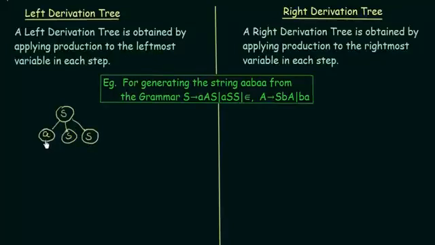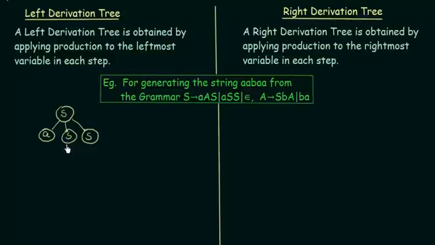Now this is a terminal symbol, so I can leave it as it is, and I have two variables over here, S and S. Now this is a left derivation tree, and I have two variables from which I can choose. Since this is a left derivation tree, I should always choose the leftmost variable. So which is the leftmost variable? It is this one. This is to the left of this one. This is the leftmost, so I will choose this S.